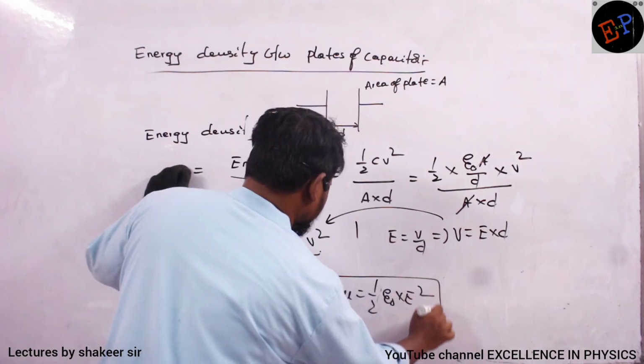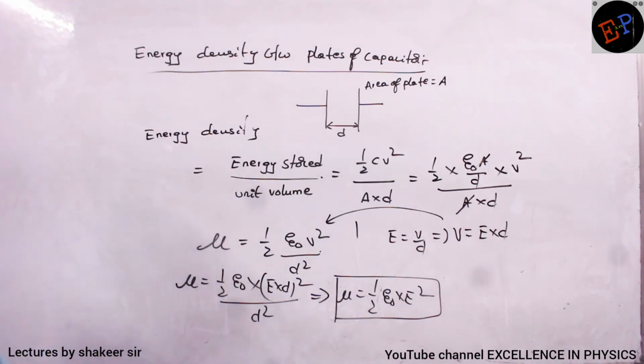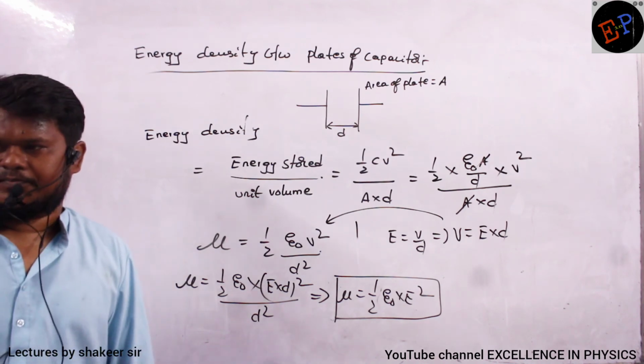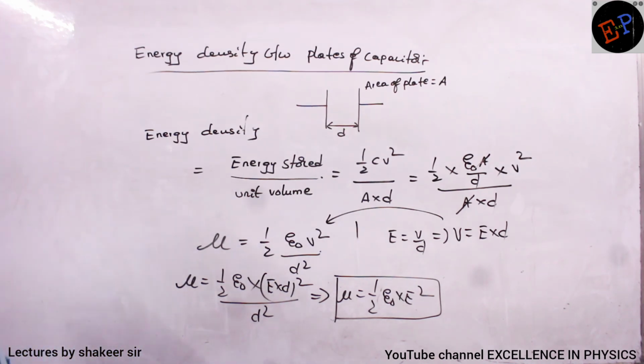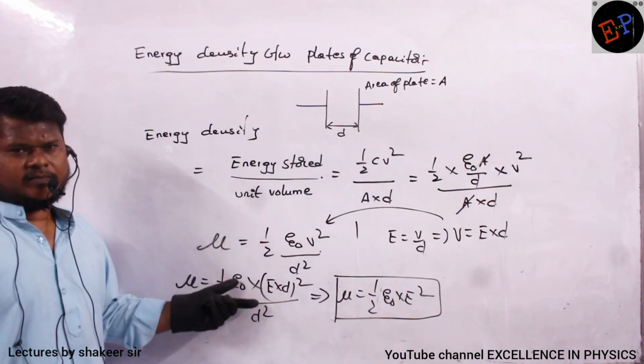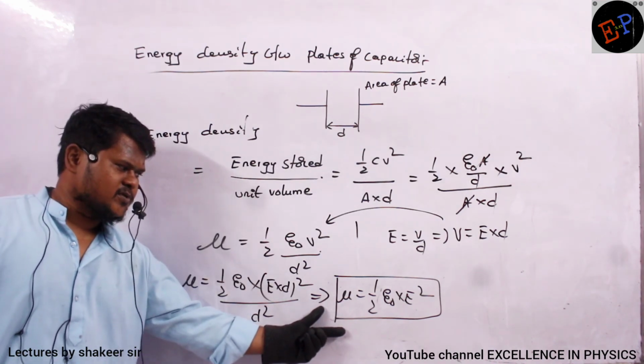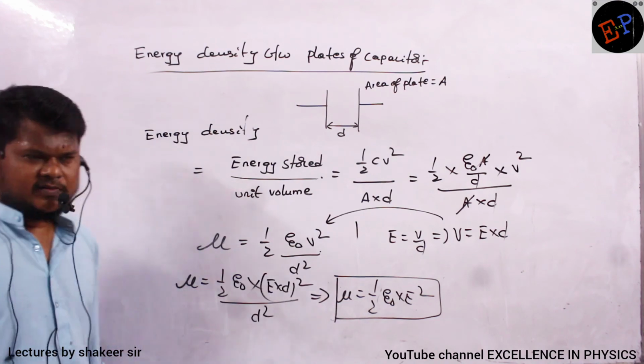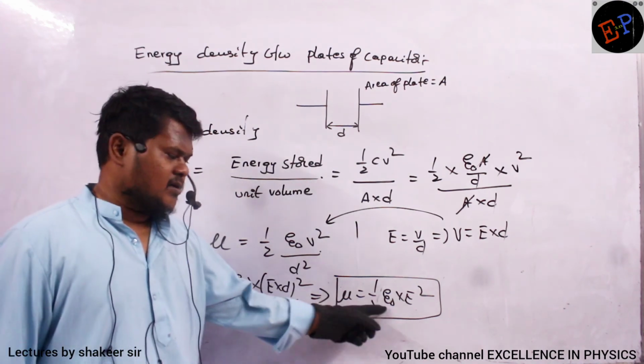Okay, so this is the equation to calculate energy density between the plates of a capacitor. Are you able to understand? Derivation is just for your understanding. Okay, this is the equation which you are supposed to remember: energy density between the plates of a capacitor is half epsilon naught into E square.